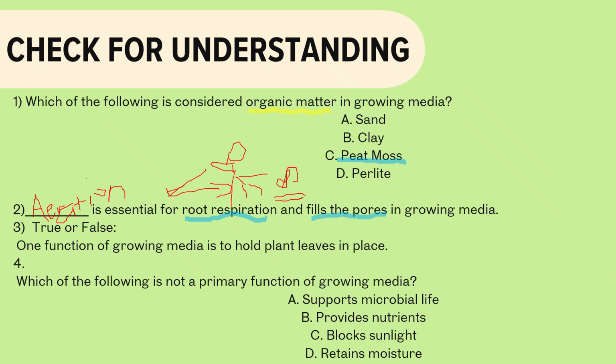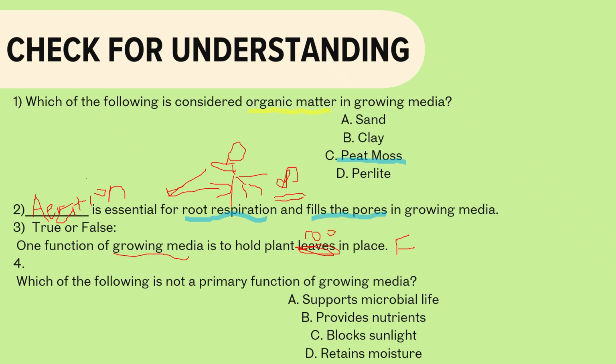Now for number three, the true or false. One function of growing media is to hold plant leaves in place. Are we really trying to hold the plant leaves in place, or are we trying to hold the plants? Hmm. No, we aren't trying to hold those leaves. The leaves are going to be held, but in terms of growing media, that's going to be false. We've got to circle that F, right? So that's going to be false. Remember, when it comes to growing media, it's not necessarily going to help hold those plant leaves. So we're going to scratch that, but it's going to help hold the plant with its roots.